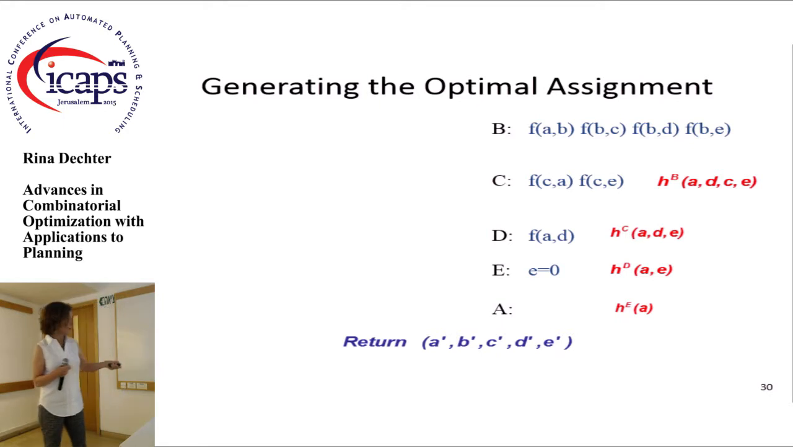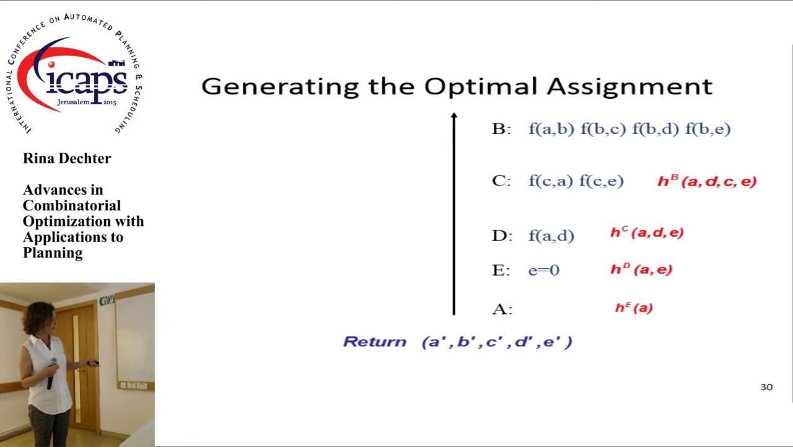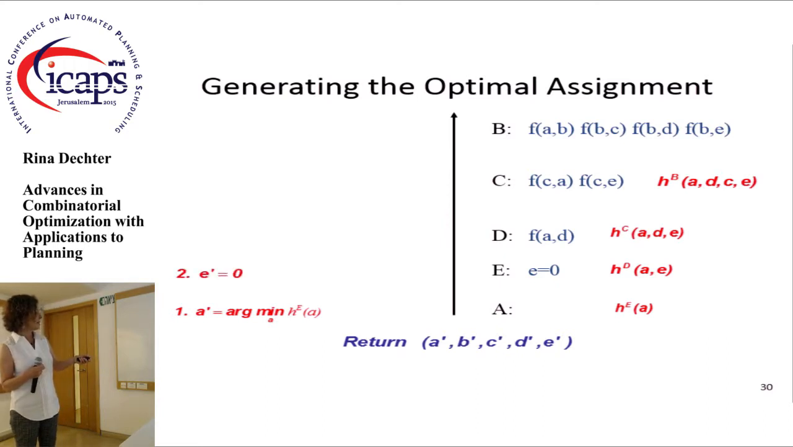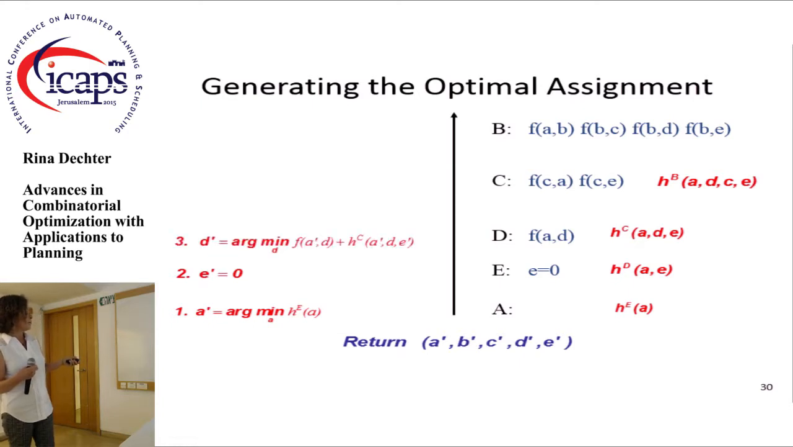To generate a tuple that is optimal, we look here and we choose A that minimizes this new function. So A will be the argmin of this function. And then given that selection, for E we have a particular assignment, so we just choose it. When we go here, we have these two functions, we take their sum, and for these two assignments, we find an assignment of D that minimizes this sum, and so on. By going up, one pass up, we are generating the optimal solution.